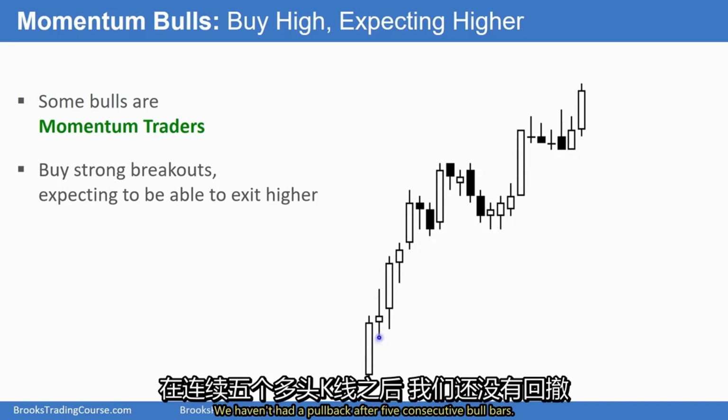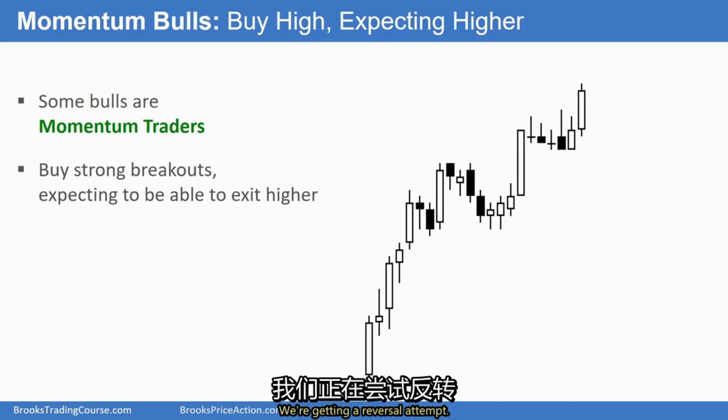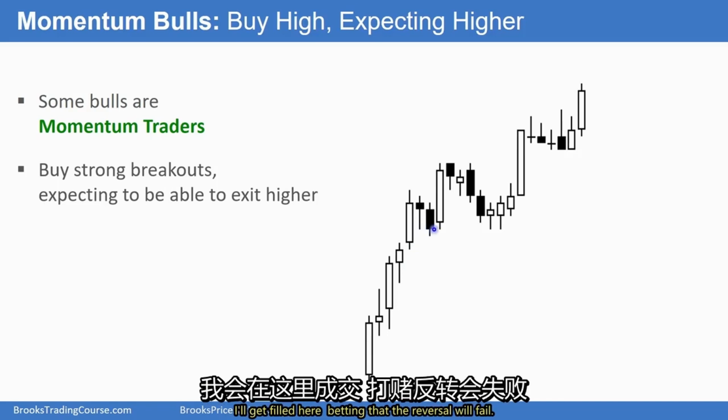We haven't had a pullback after 5 consecutive bull bars. We're getting a reversal attempt. I'm going to buy the low of this bar. I'll get filled here, betting that the reversal will fail.